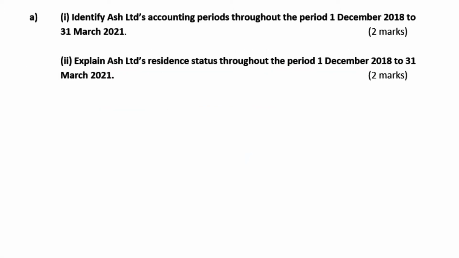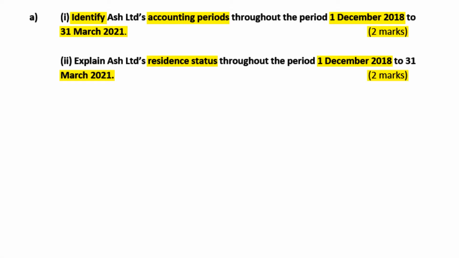So for part A, we need to look at 2 elements. Identify ASH Limited's accounting periods throughout the period 1 December 2018, the date of incorporation, to 31st March 2021, for 2 marks. And explain ASH Limited's resident status throughout the same period, 1 December 2018 to 31st March 2021, again for 2 marks. Now, just a bit of background before we get into the answer. Individuals, so sole traders and partners within a partnership subject to income tax, would be taxed differently and have different accounting period rules to companies, who are subject to corporation tax. So always keep that in mind.